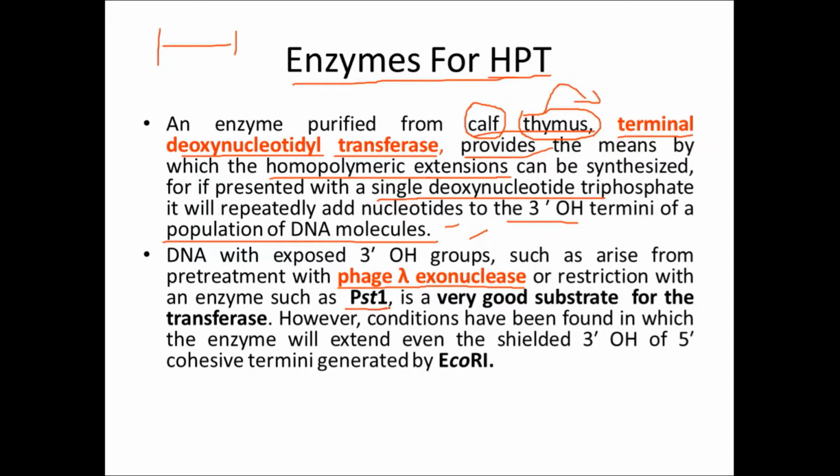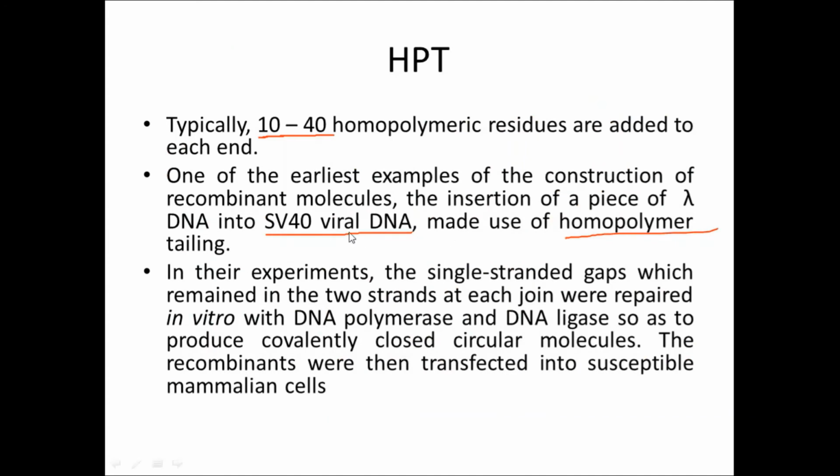Suppose PstI is a famous type 2 restriction enzyme which produces blunt ends of DNA. The blunt end produced on the DNA is a very good substrate for the transferase enzyme. With the help of terminal deoxynucleotidyl transferase, nucleotides are repeatedly added to the 3' end of the DNA. This is homopolymer tailing, and the length of the homopolymer tail is up to 10 to 40 homopolymeric nucleotides.